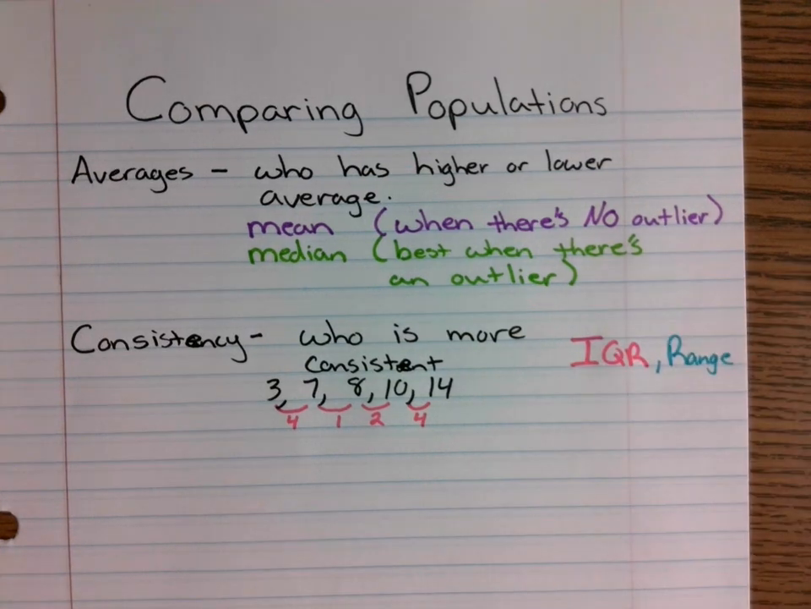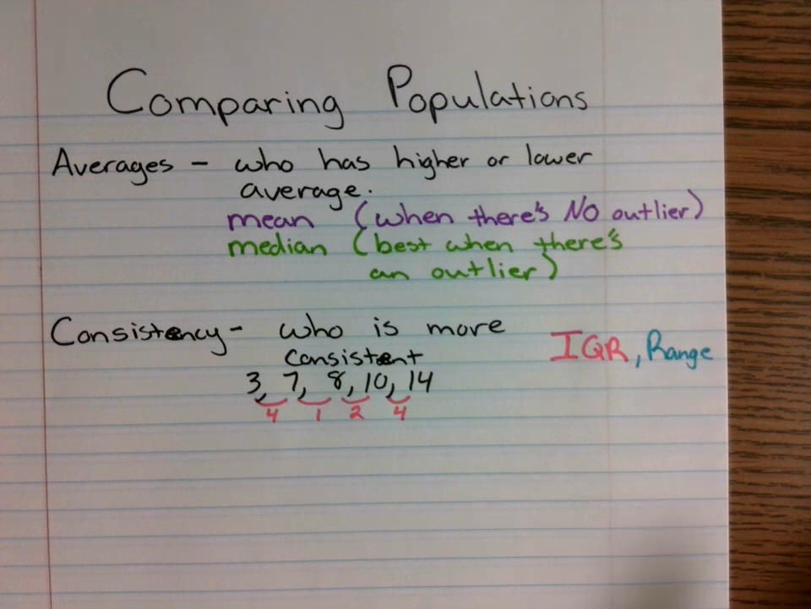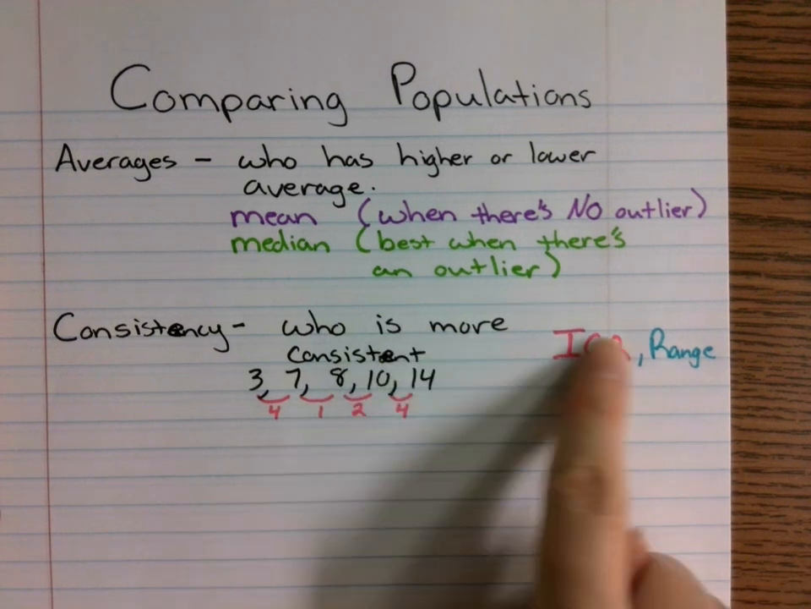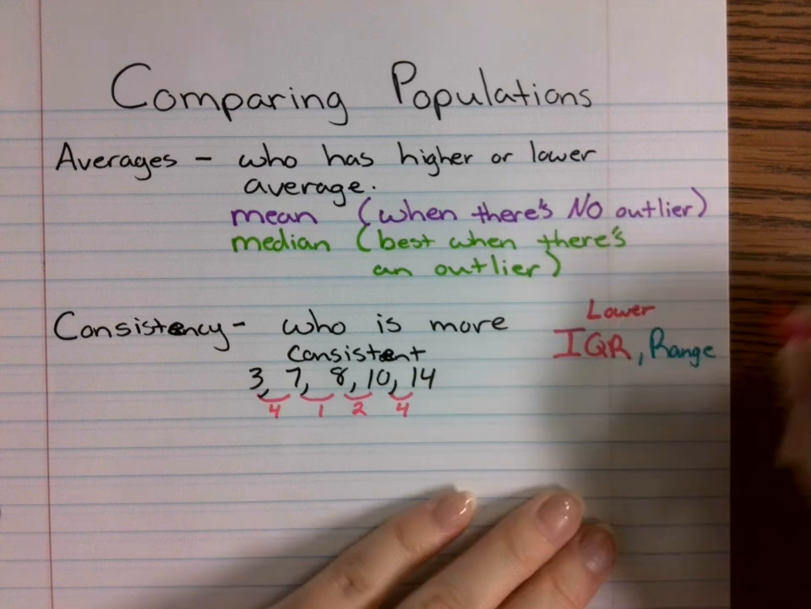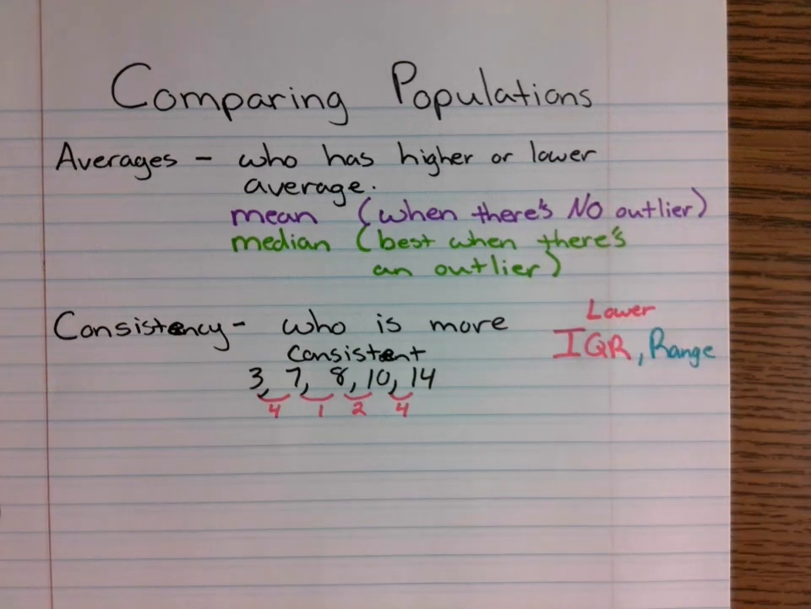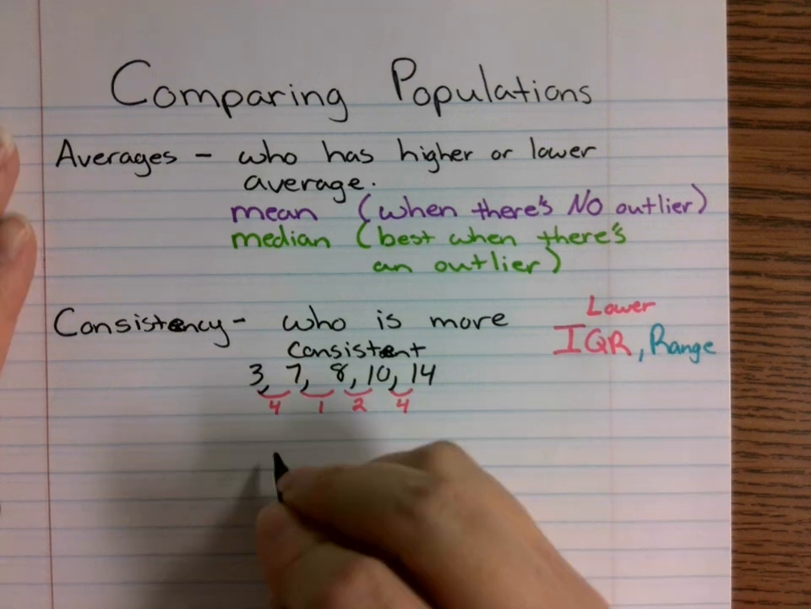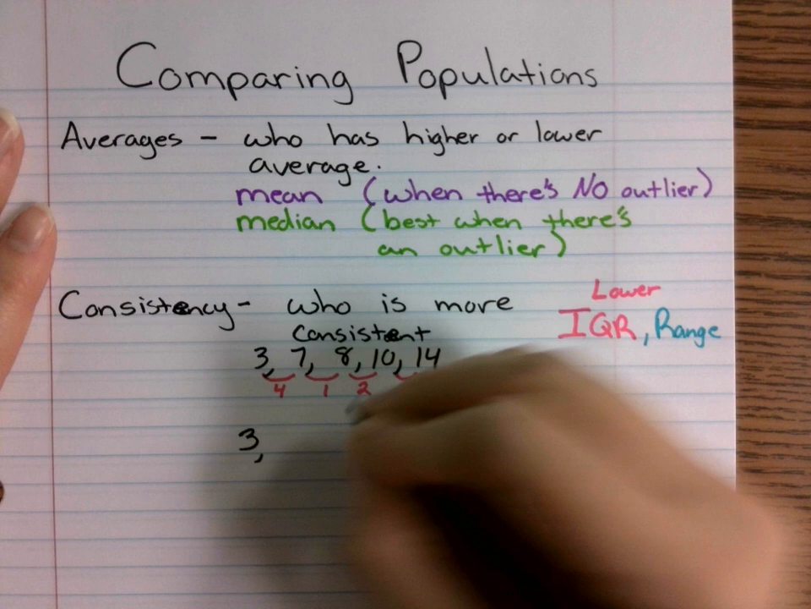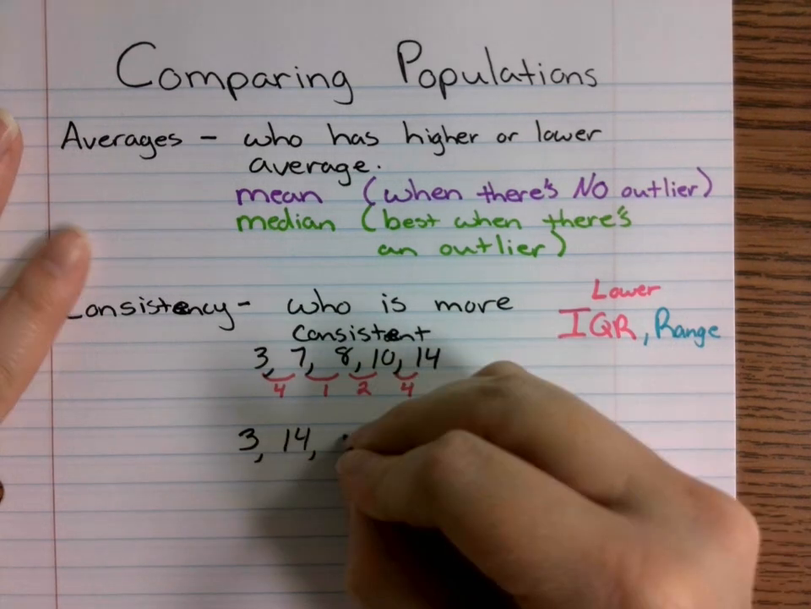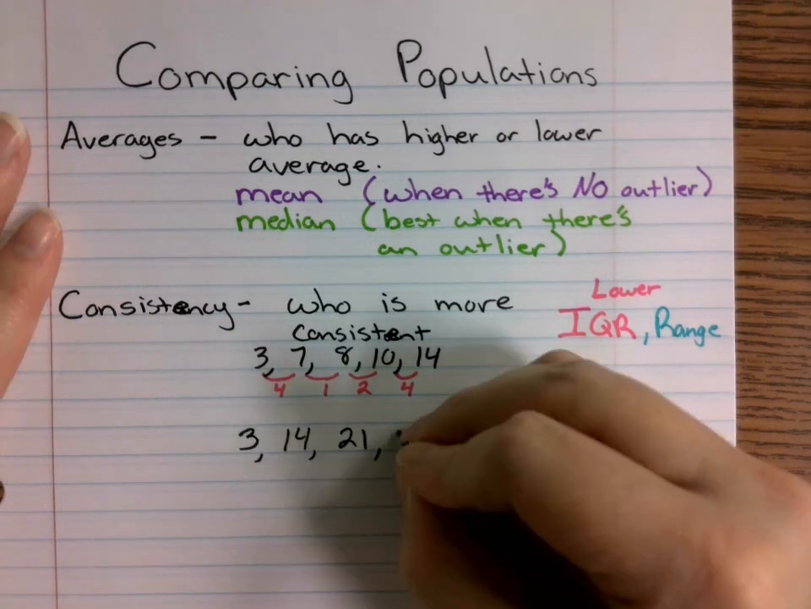Now, if it is more consistent, here's the important thing. The more consistent, the lower the interquartile range and range are. You're looking for small interquartile ranges and ranges itself. If your range and interquartile range are large, then they're not as consistent. So for example, let's take a look at another one. Here we've got 3, and then we've got 14, and then 21, say 30, and maybe 39.